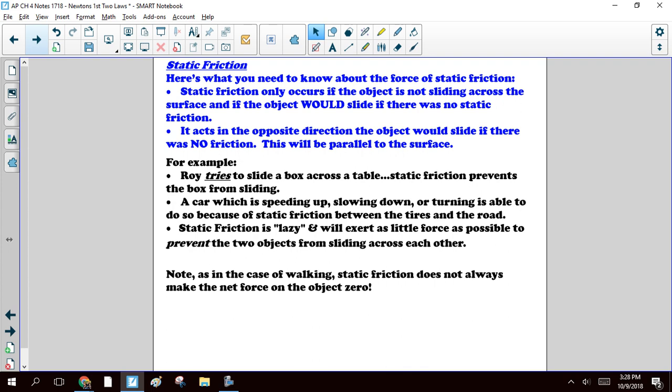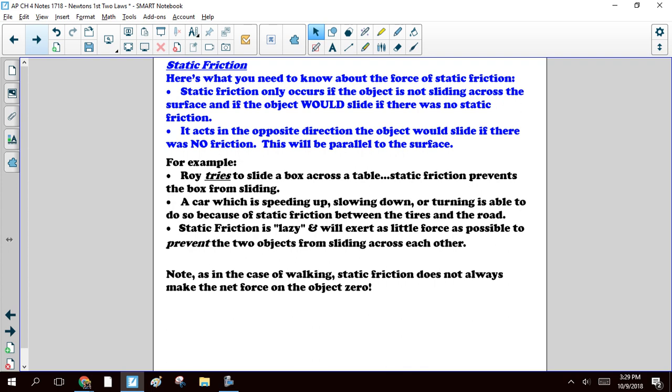All right? So examples: Roy trying to slide a box across the table but not pushing hard enough, static friction prevents the motion. A car speeding up, friction is actually what causes the car to go, right? Because if there's no friction, the tires are going to slide across the road. But static friction prevents the tires from sliding, the tires grip the road, and static friction pushes the car forward. So that's a perfect example where static friction isn't actually resisting motion, it's actually causing motion, right?